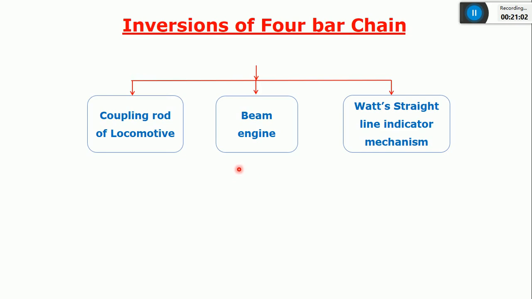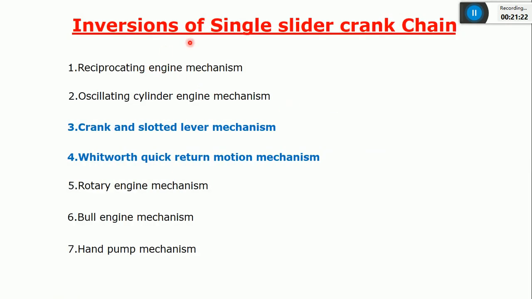Now, first I'll list down the inversions of a single slider also, because for your syllabus there are three chains, correct? One is 4-bar chain, then single slider chain, then double slider chain. First, I'll list down the inversions. Already I've listed the inversions of a 4-bar chain. In the next slide, I'll consider the inversions of a single slider crank chain. This is the second kinematic chain.